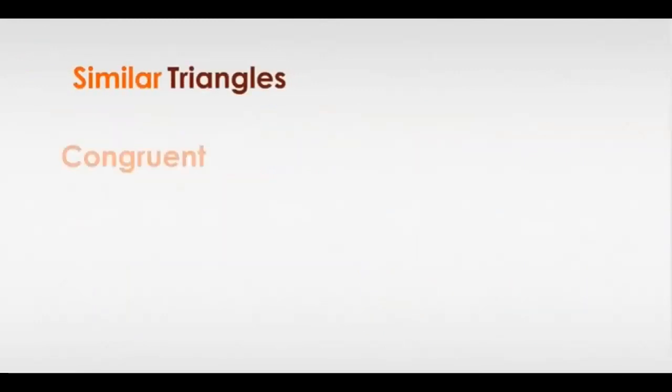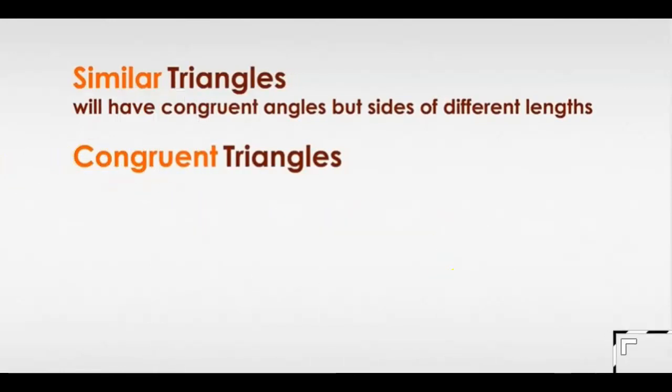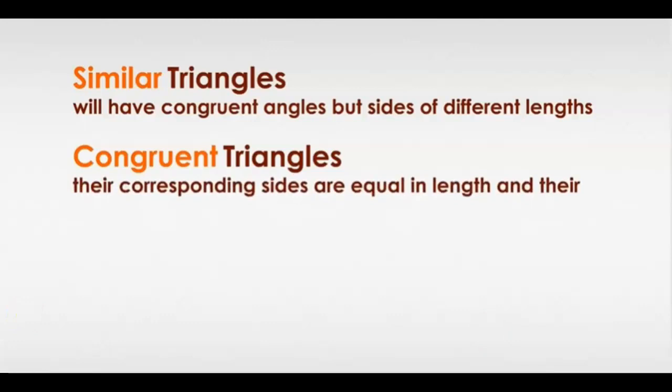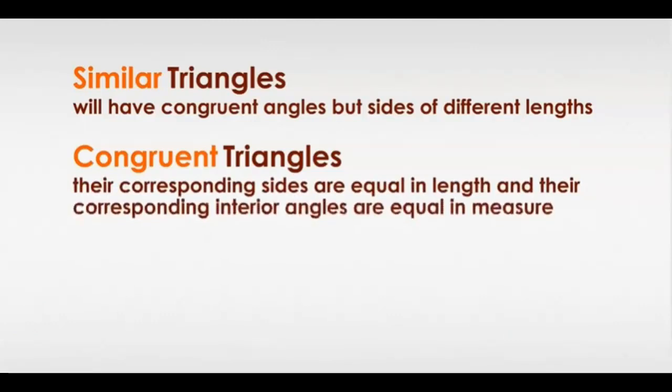Triangles can be similar or congruent. Similar triangles will have congruent angles but sides of different lengths. Two triangles are congruent if their corresponding sides are equal in length and their corresponding interior angles are equal in measure. We use this symbol to show congruence.